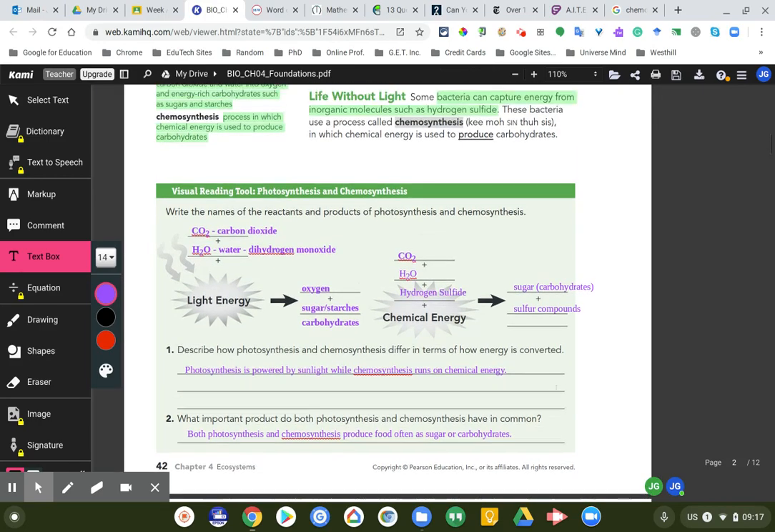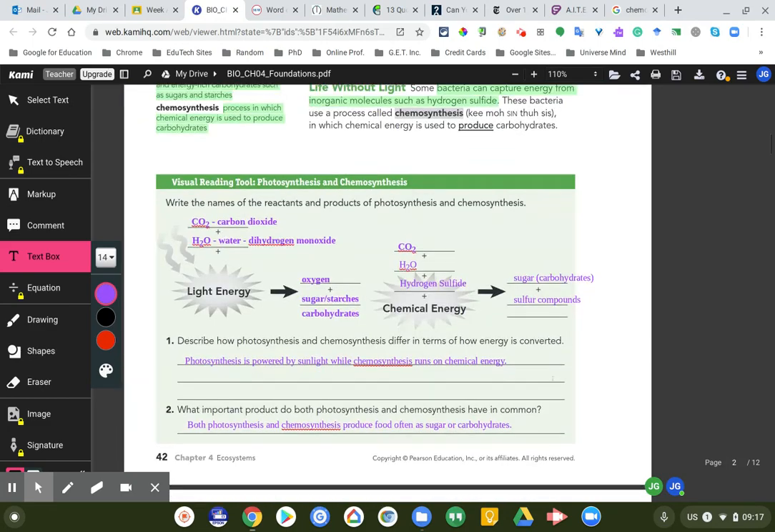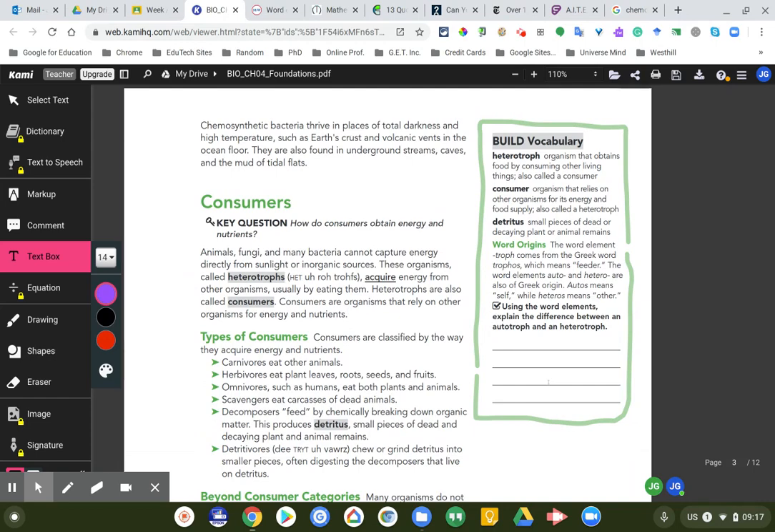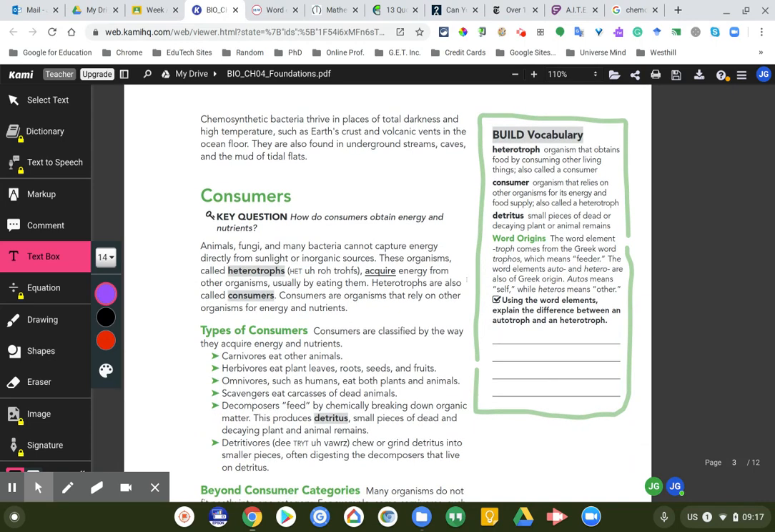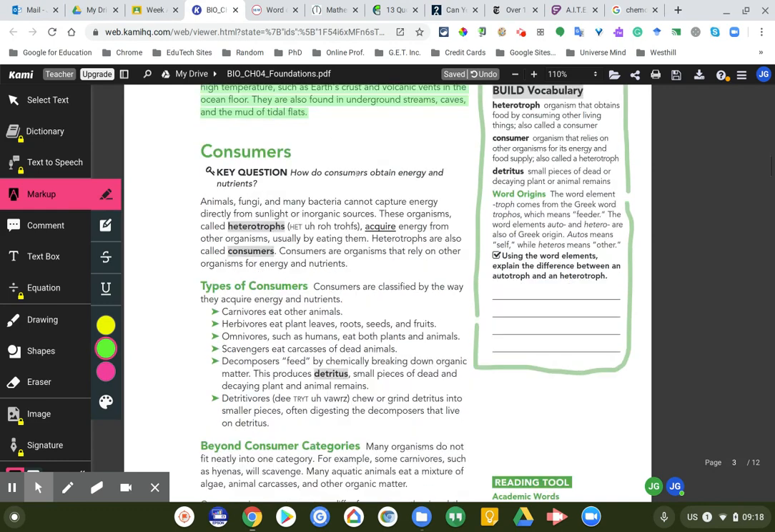Okay, so here we go. I think this is good. We have some notes here. We started this up here. Let's keep going. We have those answers there. Chemosynthetic bacteria thrive in places of total darkness and high temperature. I think that's important, so I'm going to highlight that. And high temperature, there's a cluster of volcanic vents in the ocean floor. Also found in underground streams, caves, and mud of tidal flats. I think that's important information to have.